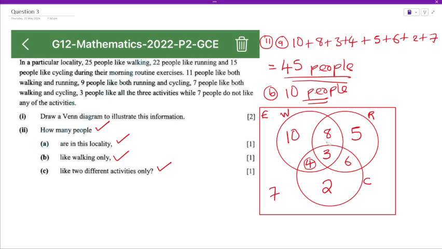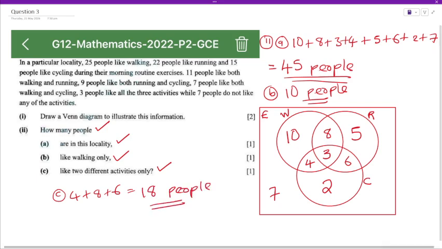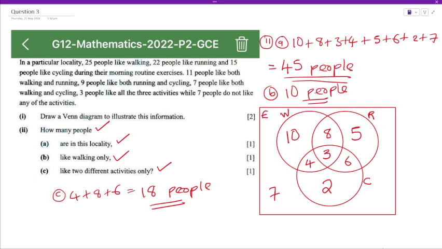So let us add them and see what we get. So that is C. Let's just put it here. So that's going to be 4 plus 8 plus 6. Punch that, what do you get? 4 plus 8 plus 6. Get an 18. So that's 18 people. And you are done. Okay? And you have your 5 marks.